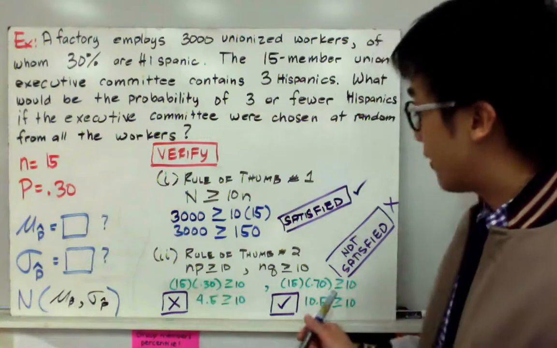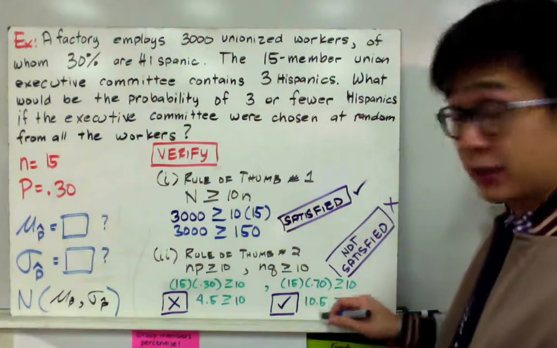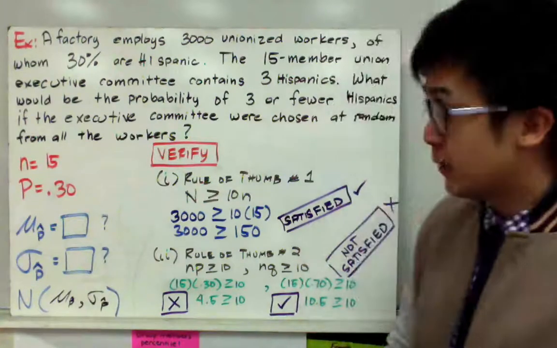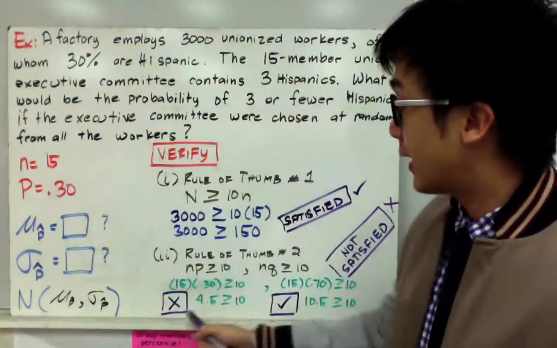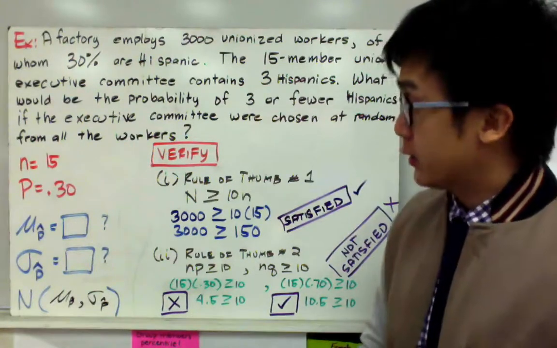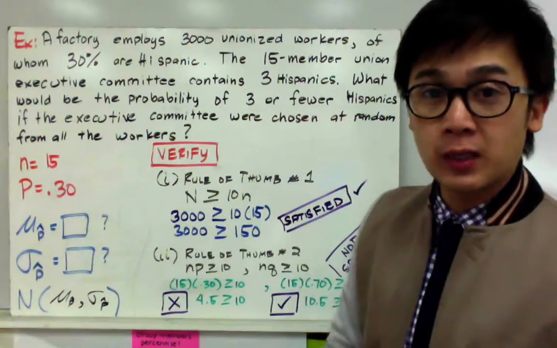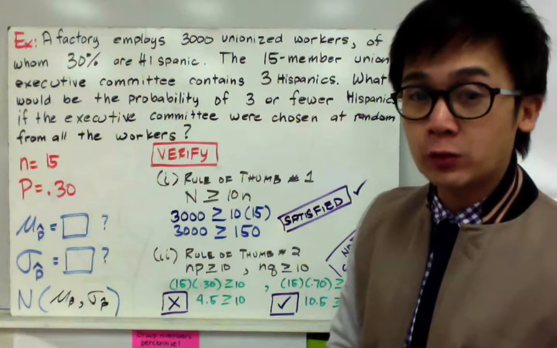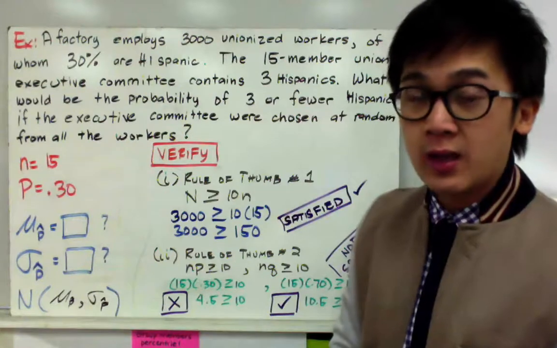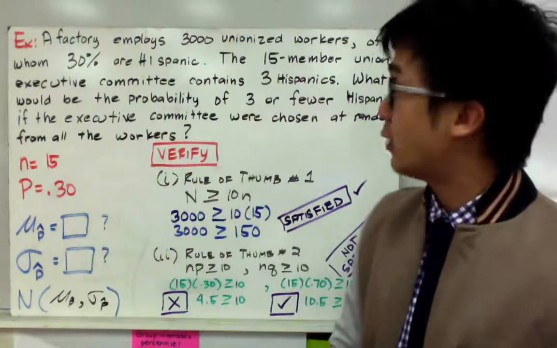So even if the second part of our rule of thumb number 2 is true, which is 10.5 greater than or equal to 10, we still cannot rely on our computation of this formula because it did not satisfy one of the conditions in the second rule of thumb. We can basically answer the question using our formula. However, you don't want to waste your time doing that because we already know that we cannot trust our conclusion because it did not satisfy the rules of thumb for sample proportion.